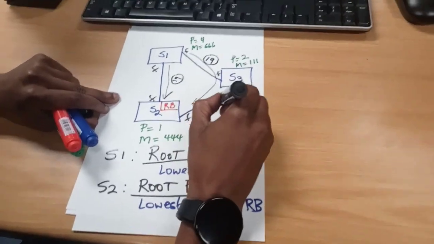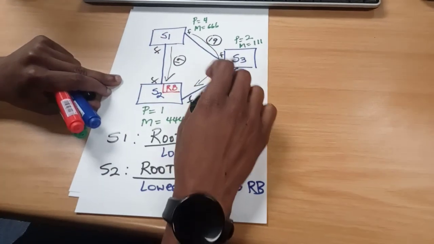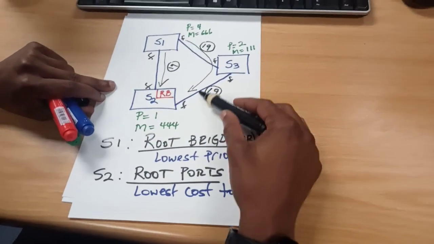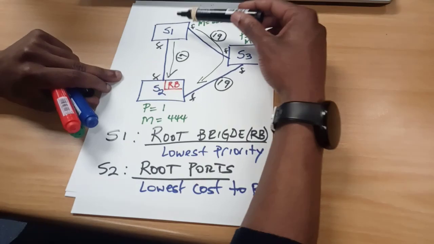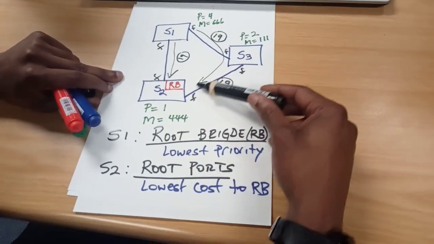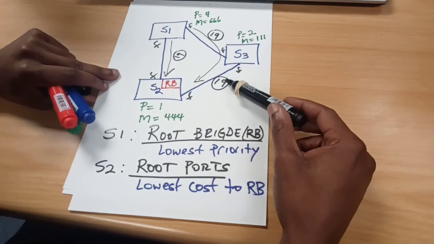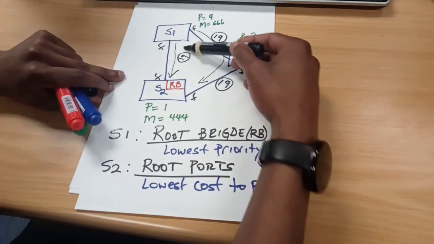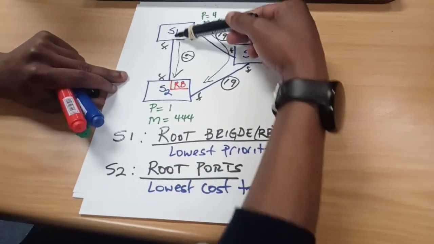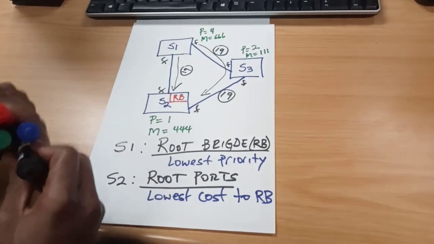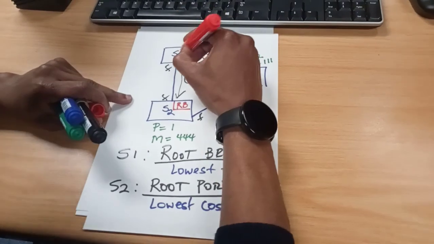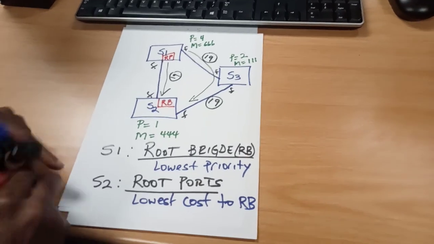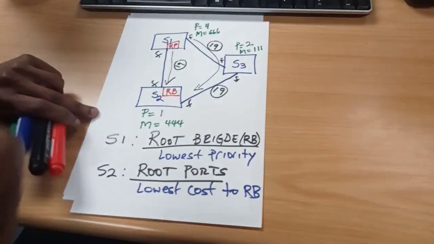So to move from switch 1 to switch 3, you spend 19. From switch 3 to switch 2, you spend 19. If you come this way from switch number 1, the cost of your message is going to be 38. But if you come like this, it's going to be 19. This is the lowest cost to the root bridge, which means this port you're going to call a root port. So after finding the root bridge, you must move to step number 2.